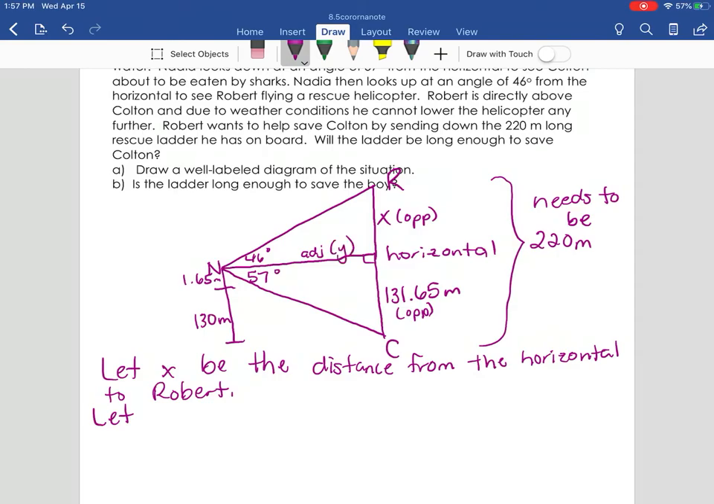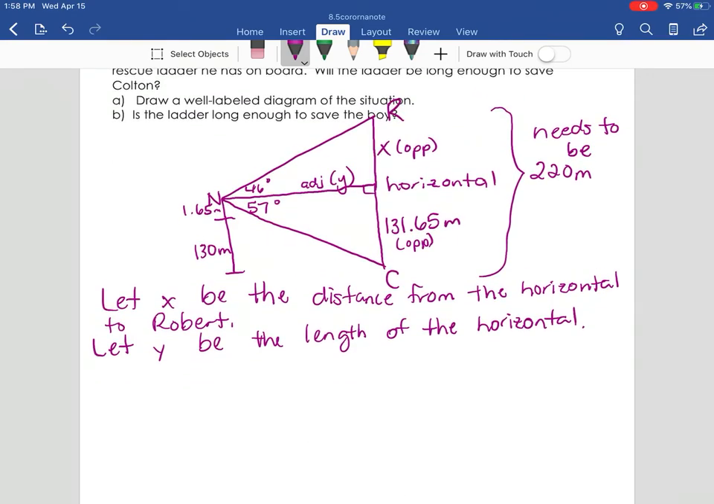And then I'm going to call the other one, the adjacent, Y. Let's say you called the adjacent side, or the horizontal, really, X, then that's fine. That's why we do these let statements. So let Y be the length of the horizontal. You could even put let Y be the length of the adjacent side. Again, these let statements are just letting me know, and letting yourself know when you go to analyze your answer, what's going on. Okay, so we're going to solve for, I think we have to solve for Y first.